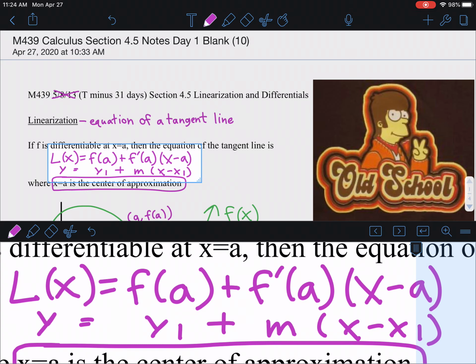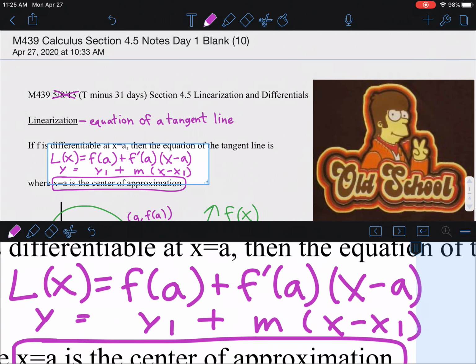Normally when we look at point-slope form, that y1 is over on the left-hand side. But y1 and x1 are the point that the line goes through, which in this case makes sense. That's going to be my point of tangency. f prime of a is the slope of my tangent line at x equals a. So this is the formula we're going to be using.